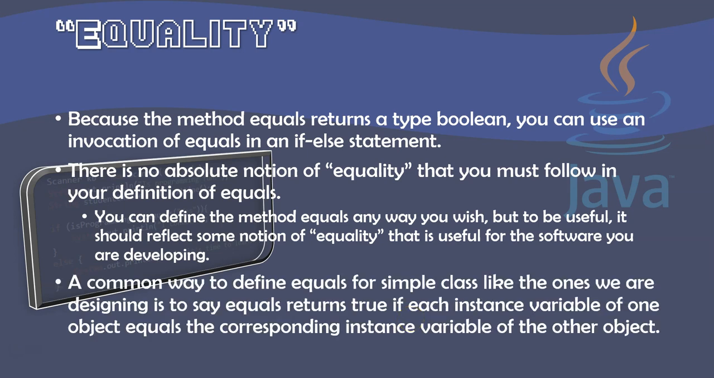A common way to define equals for simple classes like the ones we've been designing is to say that equals is going to return true if each instance variable of one object equals the corresponding instance variable of the other object. And this is a pretty common approach. If there are, let's say, three instance variables, and you only want to compare two of those three, you could do that. But a lot of times, when we want to see that two objects of a class are equal, we are, of course, going to compare apples to apples. So if you have a string called name in one object, you want to compare it with the string name of the other.